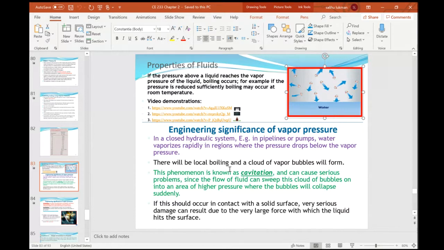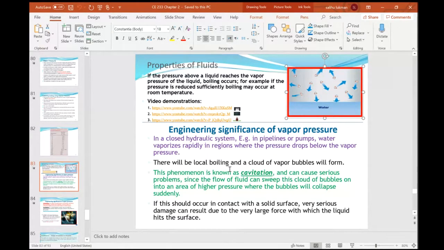And like I mentioned before, it can cause serious problems because the flow of fluid can sweep this cloud of bubbles into an area of higher pressure. Once it reaches higher pressure, the bubbles will collapse suddenly, and a huge amount of energy is released. If this occurs in contact with a solid surface, serious damage can result due to the large force with which the liquid hits the surface.